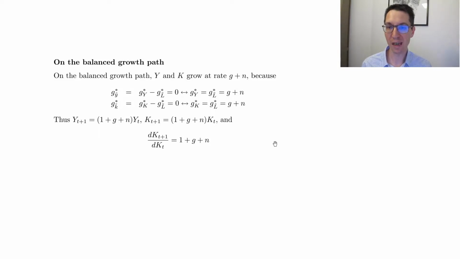So how much does having an extra unit of capital now affect how much capital I have one period in the future? Well, I just use this equation here, and all I need to do is take the derivative of K_{t+1} with respect to K_t, and I find that dK_{t+1}/dK_t is equal to 1 plus g plus n. So if I have one extra unit of capital now, I will have 1 plus g plus n extra units of capital tomorrow. Makes sense? And now here, follow me for the rest.